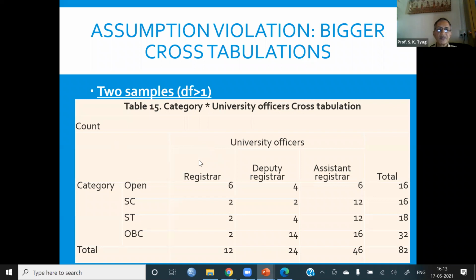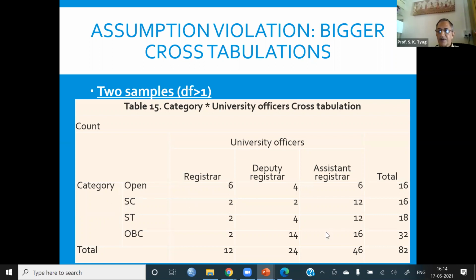Let us try to see what this is. On this left side you have category. So there are two attributes: one is the category of the candidates and the other is their position. This is the category into university officer cross tabulation, and we are looking at registrar, deputy registrar, and assistant registrar. These are the three cadres for university officers, and their category is open, SC, ST, OBC. Our question is whether these two are related or independent of each other.